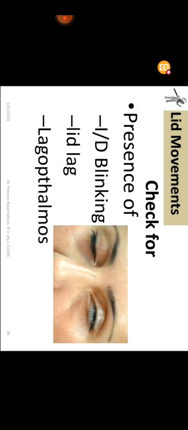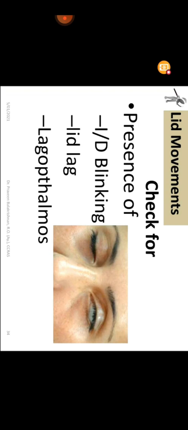Now, for the lid movements. The basic function of the lid is movement. You close and open your eyes, and the lids protect your eyes from any kind of external factors coming to the eyes. So now you check for increased or decreased blinking of the eye. The normal blink rate is around 14 per minute. There can be increased blinking, so you note that down.